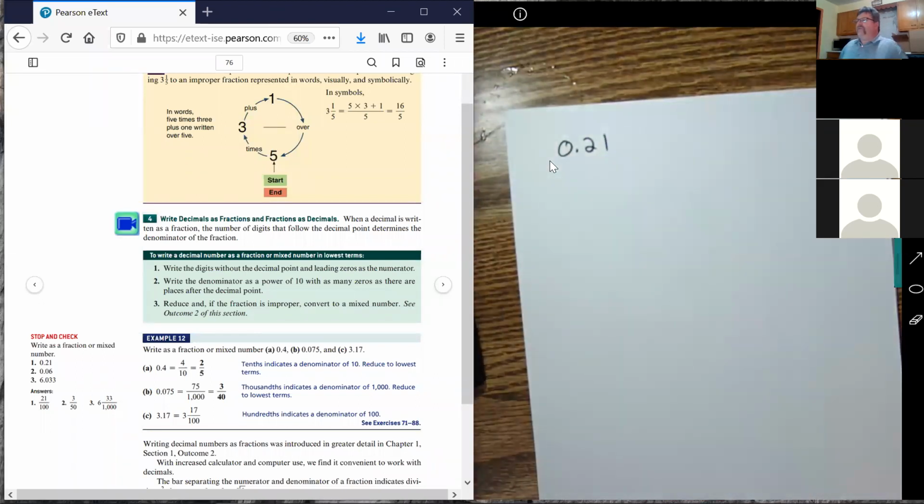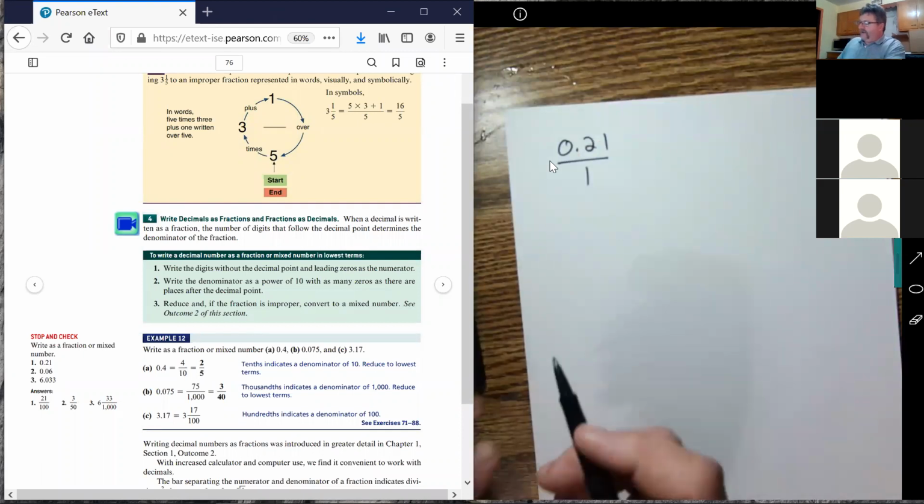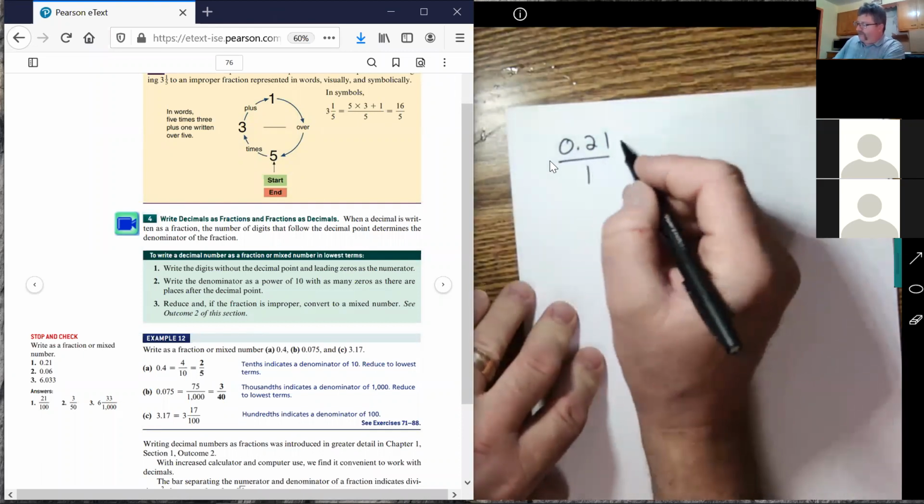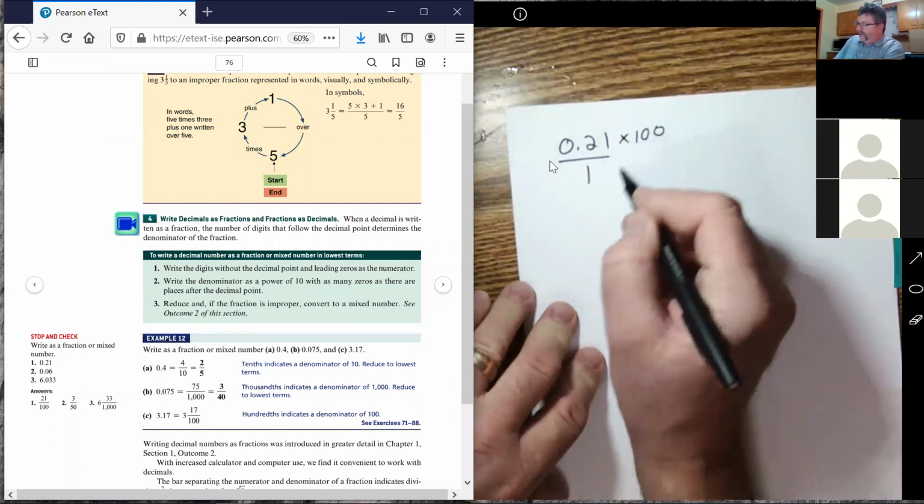Okay, the question says write it as a fraction or a mixed number. Or we'll slap a denominator of 1 under it. That's a fraction, but we don't like it. We want whole numbers. We don't want decimal fractions. So you have to ask yourself, what would turn that 0.21 into a whole number? I have to multiply by 100.